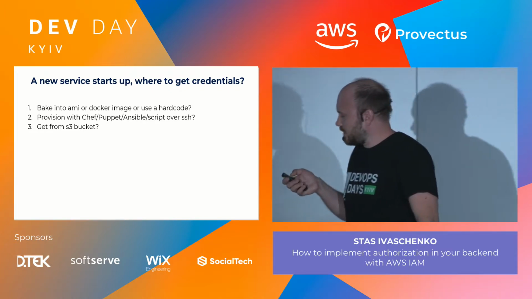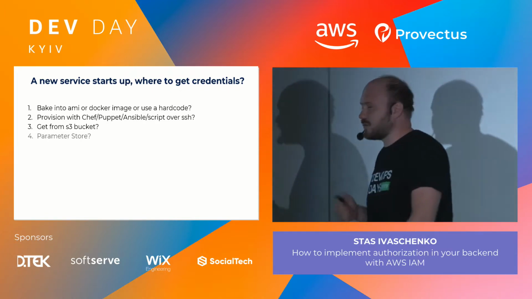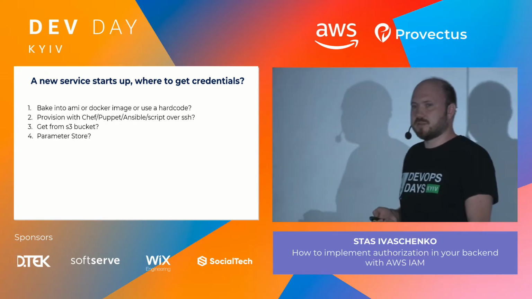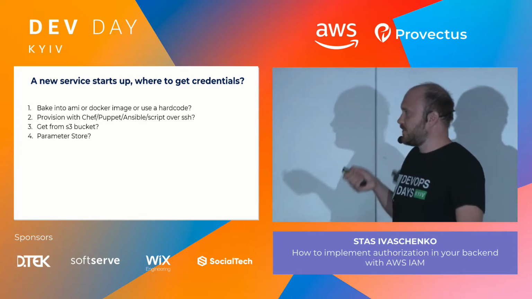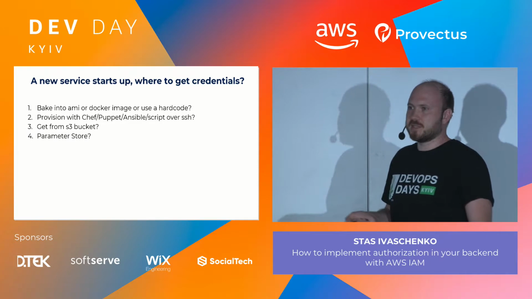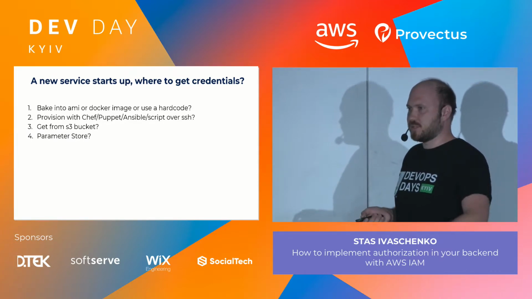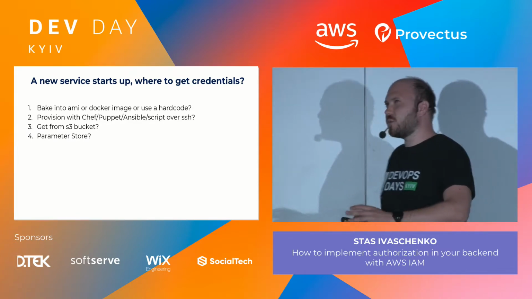You can also try to use parameter store. Parameter store is an AWS service, and this is actually the first good idea from the list. So it's not bad. Parameter store, it's secure, it's reliable. However, it's just a store. It's a storage for secrets. Unlike the next point here, HashiCorp Vault.